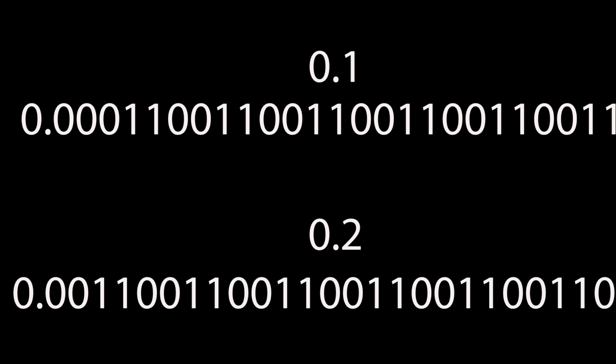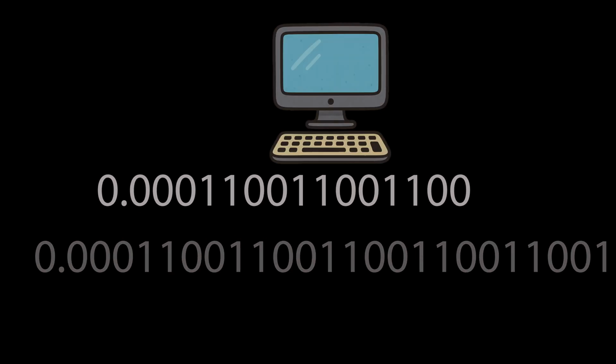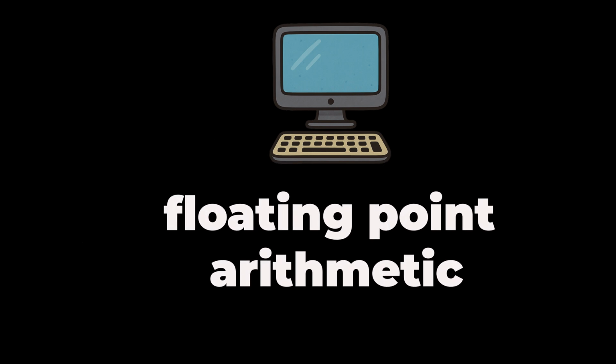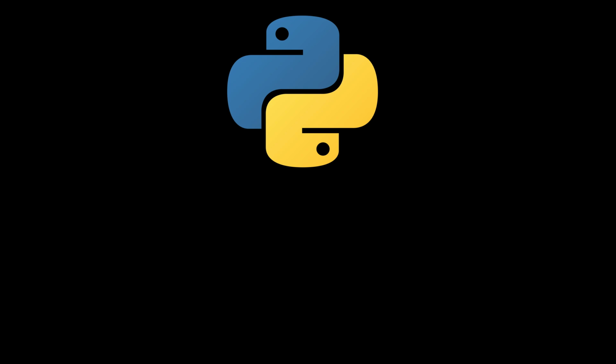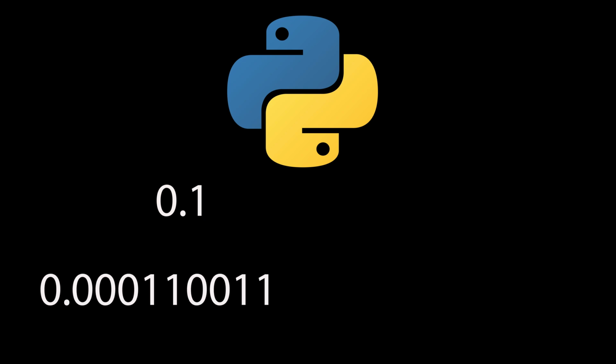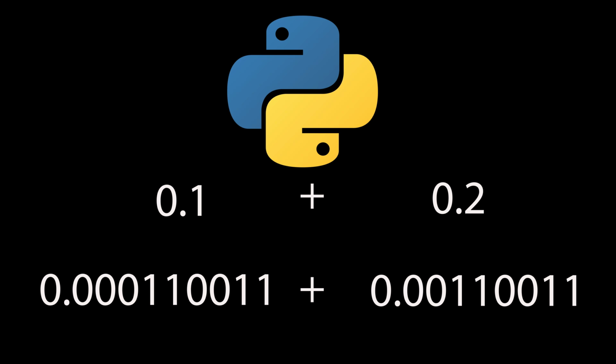For a computer, the numbers 0.1 and 0.2 are like our 1/3. In binary, they become infinitely long repeating fractions. Because computers have finite memory, they're forced to cut them off and store the approximation. This system is called floating point arithmetic. So when you ask Python to add 0.1 and 0.2, you're actually adding two slightly inaccurate approximations. These tiny errors add up and give you that strange result.